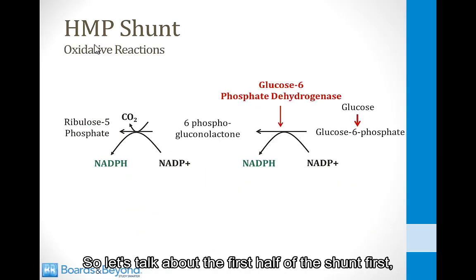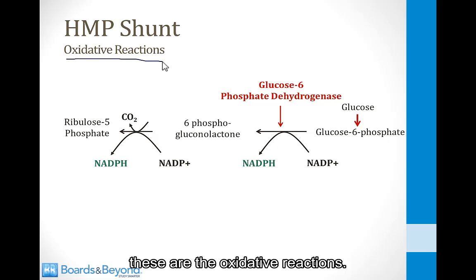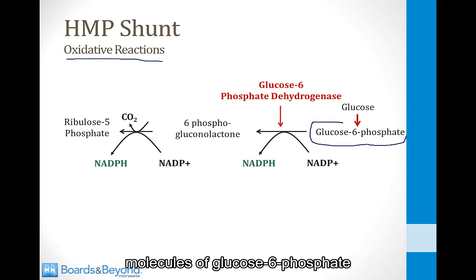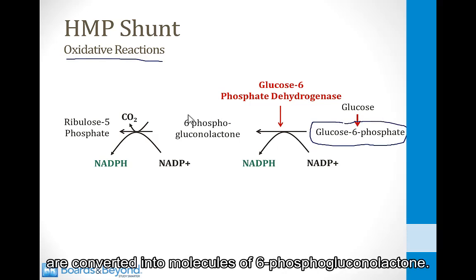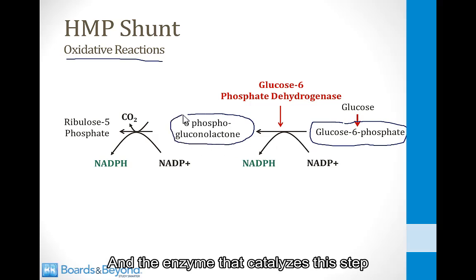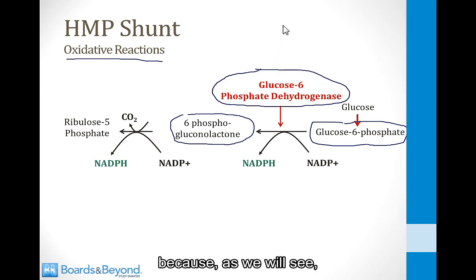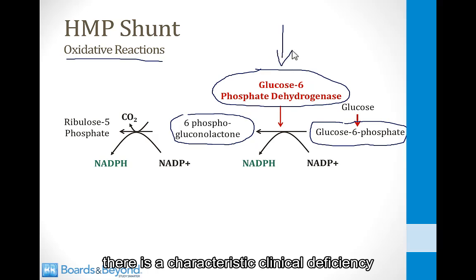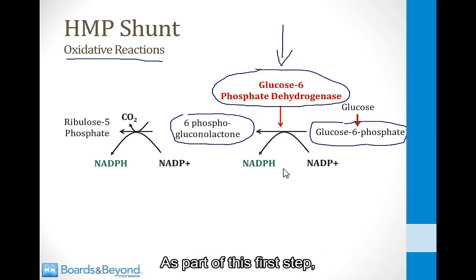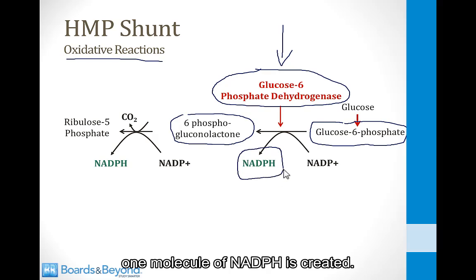So let's talk about the first half of the shunt first. These are the oxidative reactions. In this portion of the pathway, molecules of glucose 6-phosphate are converted into molecules of 6-phosphogluconolactone, and the enzyme that catalyzes this step is glucose 6-phosphate dehydrogenase. This is a very important enzyme because, as we will see, there is a characteristic clinical deficiency of this enzyme. As part of this first step, one molecule of NADPH is created.